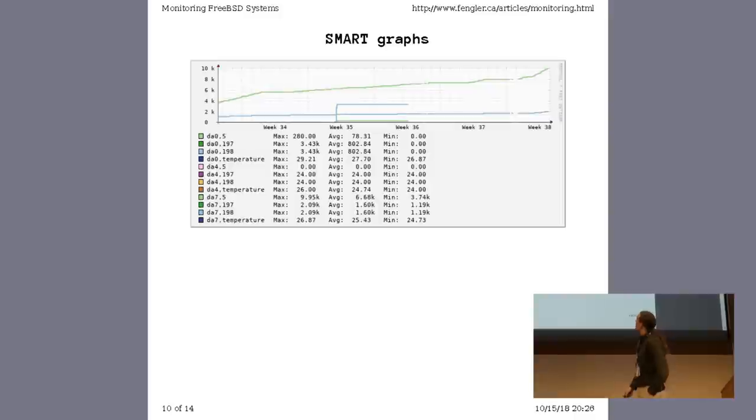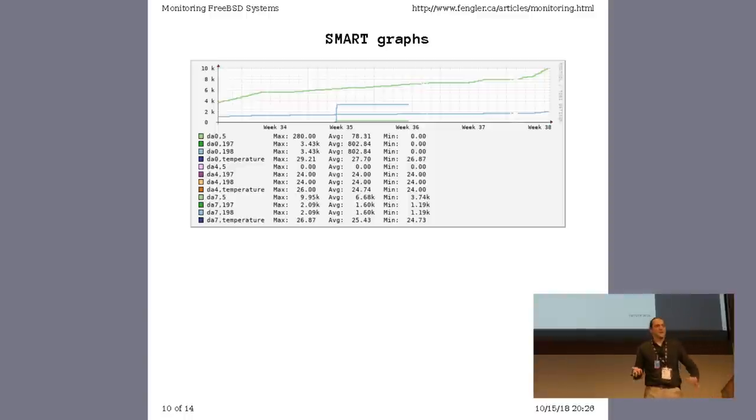I can show you what I'm explaining here. These are two drives on one of my servers. This top line here is the reallocated sectors for one of the drives. Just see how it's slowly climbing up like that. It's continued to climb up since I've taken that graph and is probably going to die sometime soon.